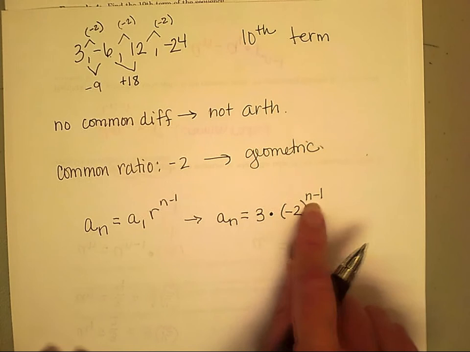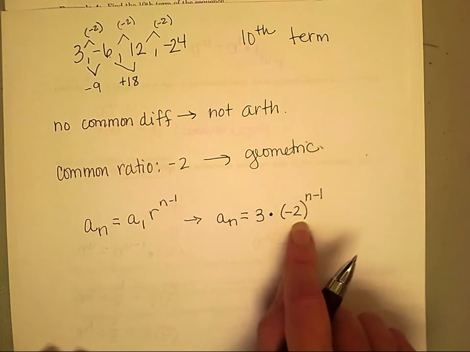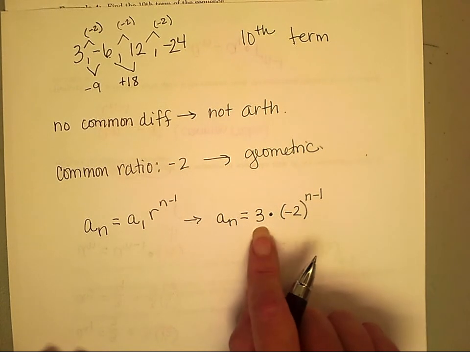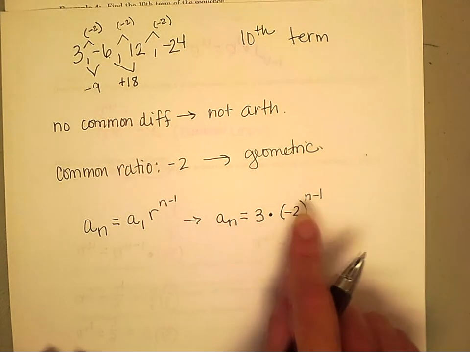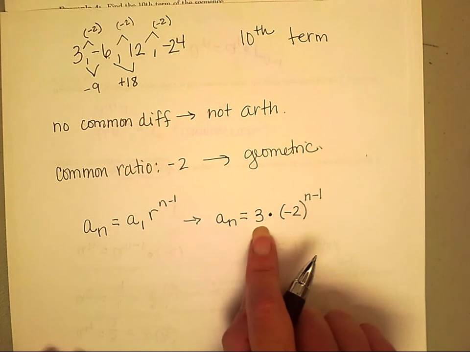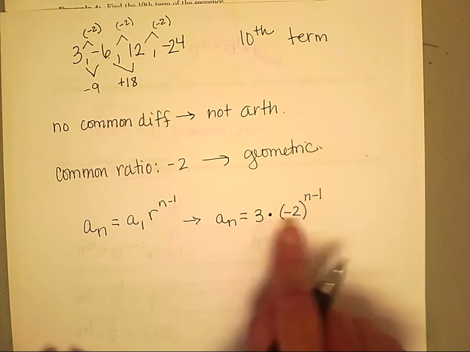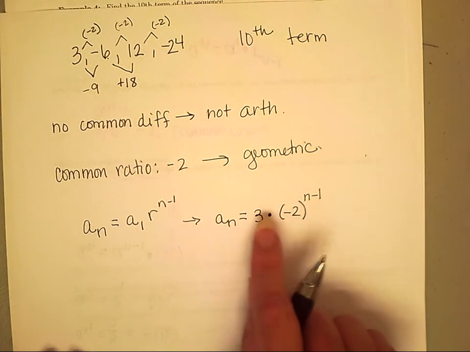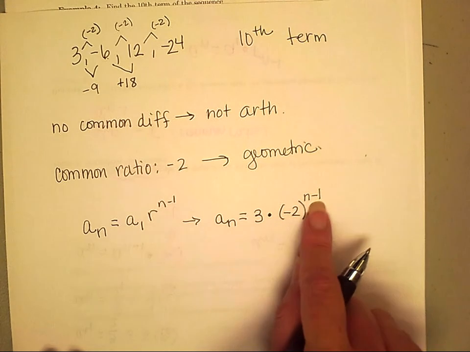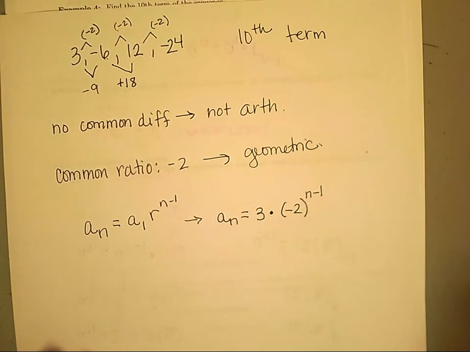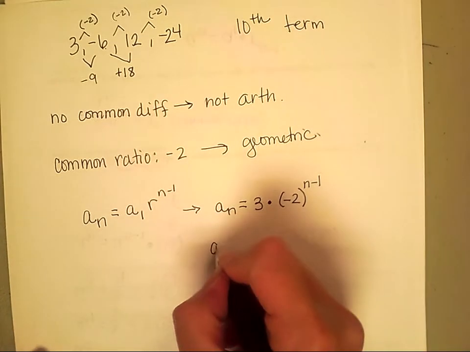Now notice this n minus 1 is only attached to the common ratio, and then we multiply by 3. So follow the order of operations. We'll need to do exponents first and then multiply. This is not negative 6 to the n minus 1. It is 3 times negative 2 raised to the n minus 1. Now that we know that, we can find the 10th term.